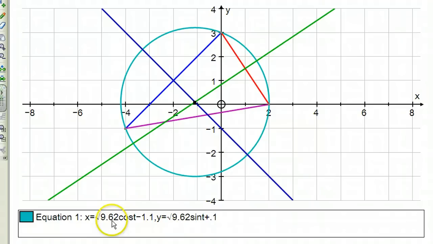So when I write this in parametric form in Autograph, all I do is I write my x and I go comma on my y. That would give me my circle. So that's the picture I have right now.